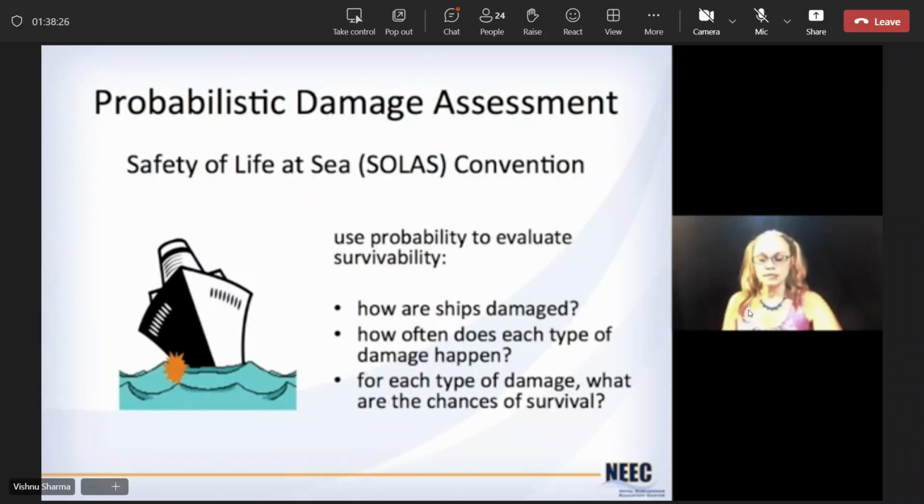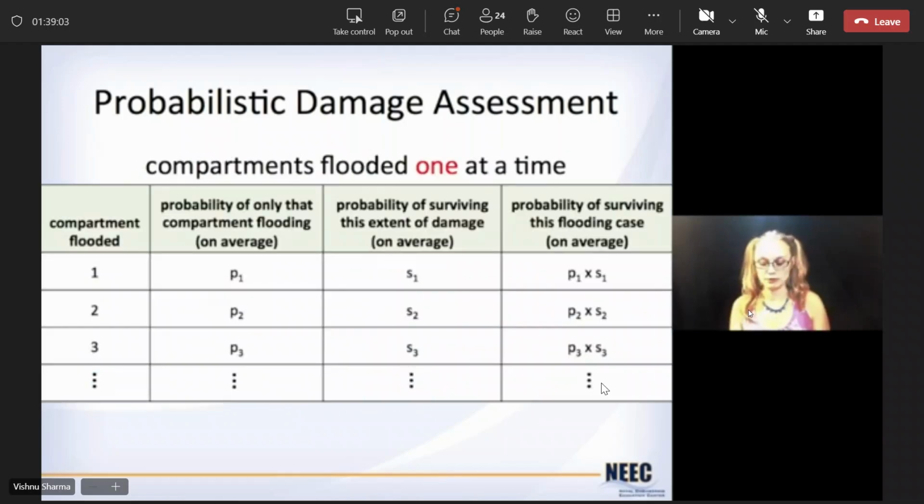Okay, so the Safety of Life at Sea Convention first met after the Titanic sank, because the Titanic did not have enough lifeboats for all of its passengers. That's the first time it met. It's met every once in a while since then, whenever something new comes about and we need to make a big change in the rule shift for classifying vessels and ships. Their recommendation after the Andrea Doria was that we needed to use probability to evaluate the survivability of our ships. So we needed to figure out how ships are damaged, how often that damage occurs, and given that kind of damage, what the chances are that you're going to survive it. And we got to roll all that together into one thing.